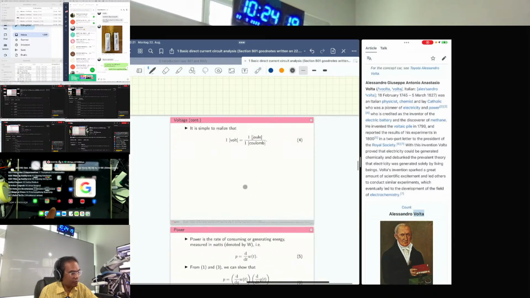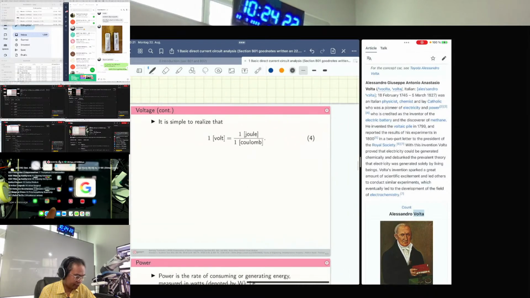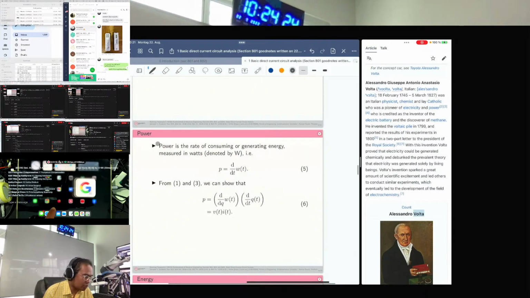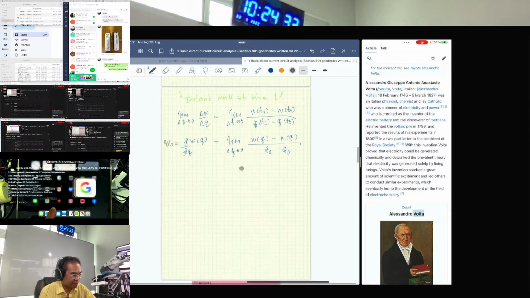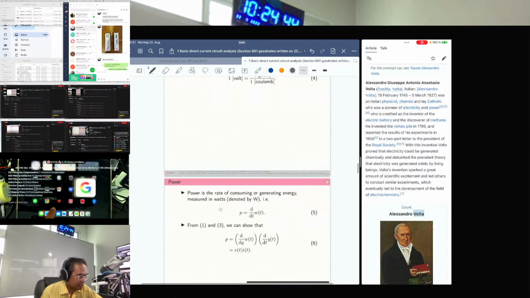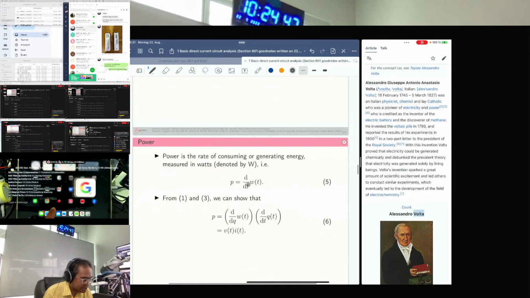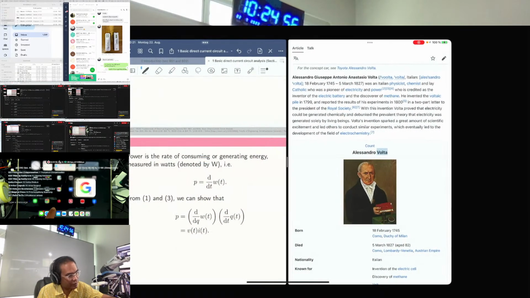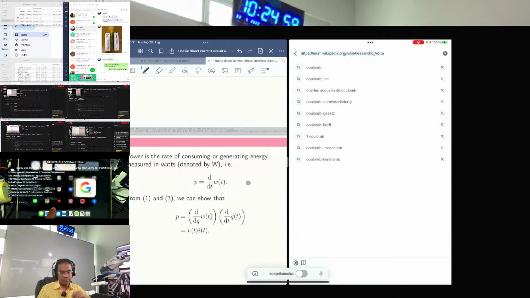Okay, now we move to the next quantity. Okay, you know power, right? Power is the rate of change of the work per time. Okay, please don't be confused. This is the rate of change of the work per charge, but this one, the power, is the rate of change per time. Okay, dW by dt, and the guy who discovered this has nothing to do with electricity.